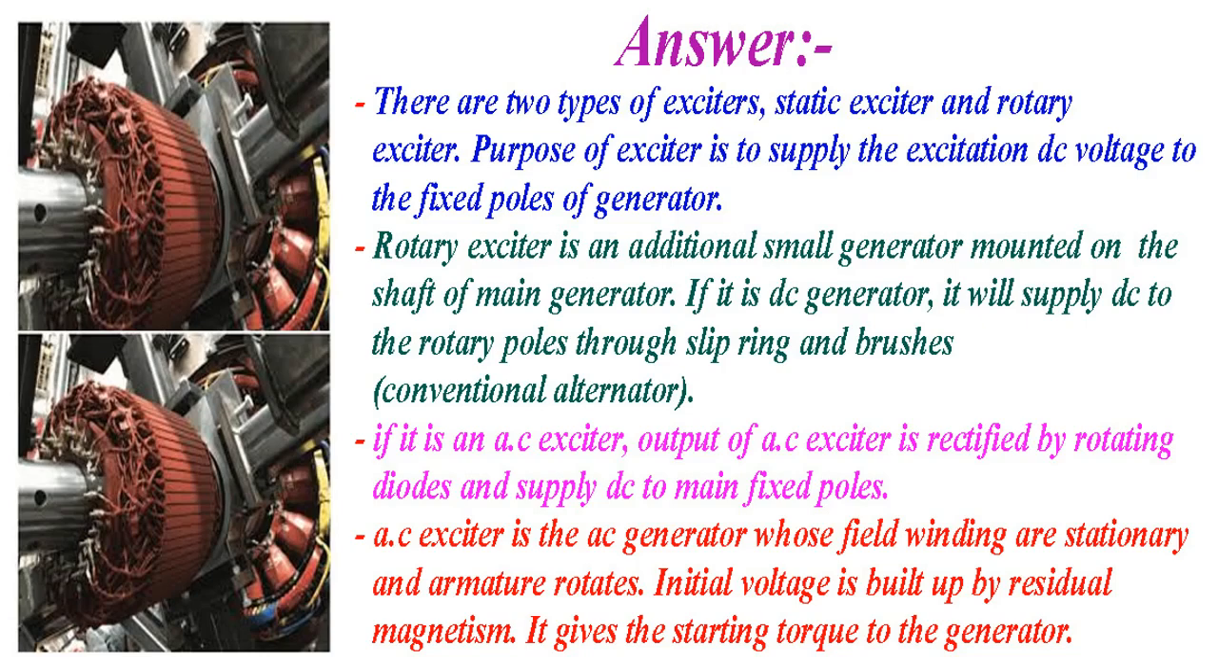and supply DC to the main field poles. AC exciter is an AC generator whose field windings are stationary and armature rotates. Initial voltage is built up by residual magnetism. It gives a starting torque to the generator.